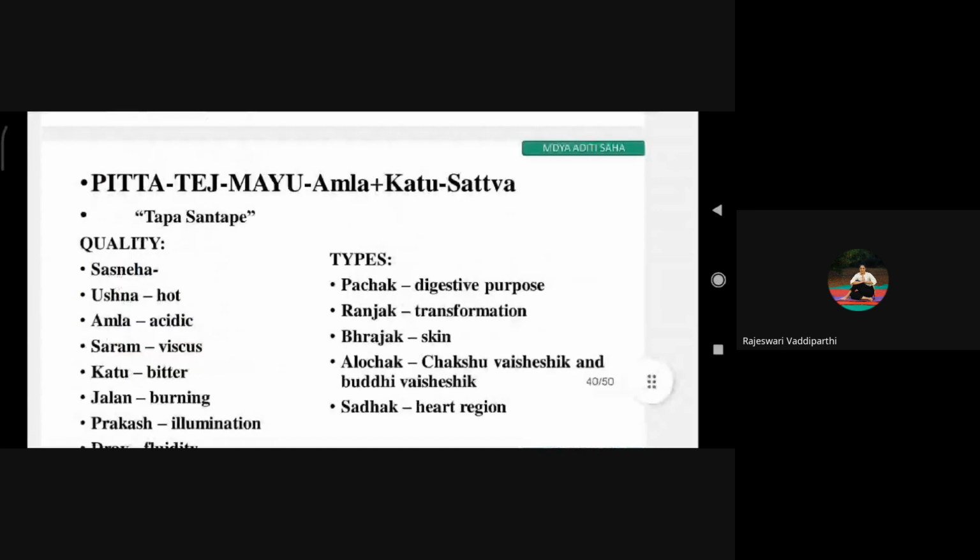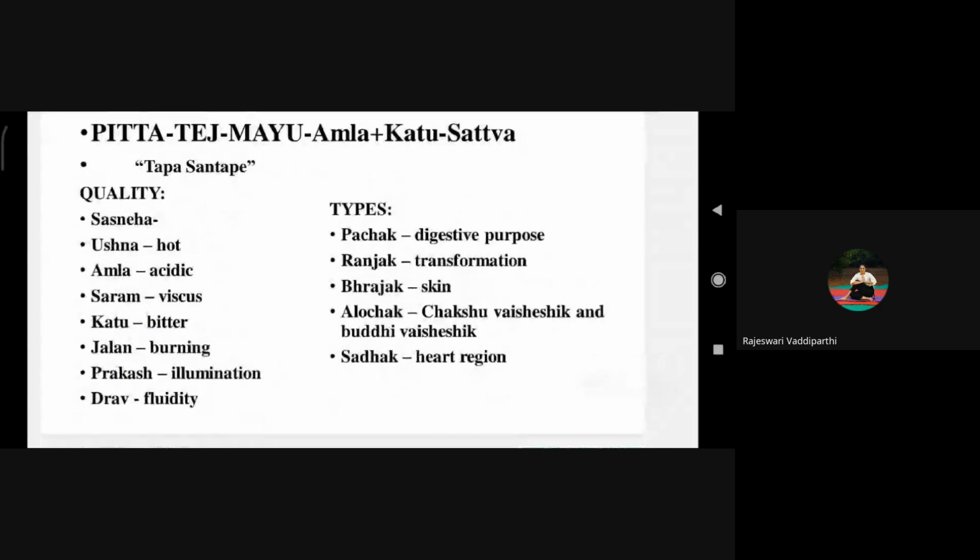Next is Pitta. Pitta is also Tejas, and Pitta is made up of Amla and Katu rasa. And Pitta is the symbol of Sattva. Now, if we go for the Nirukti of Pitta, that is Tapasantape, meaning which provides you the tapa, meaning heat.